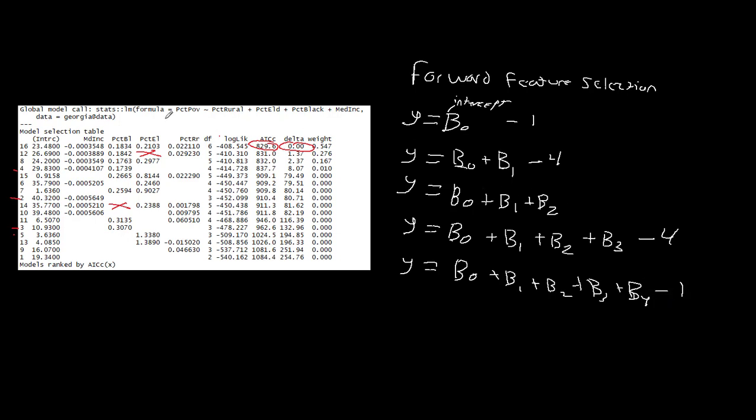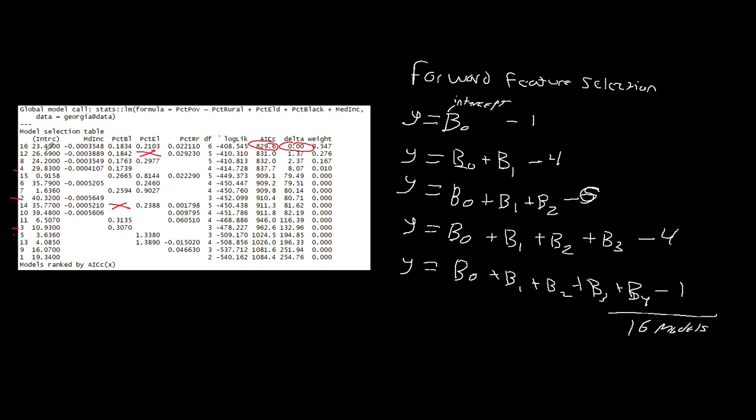So what about every combination of two? Well, there's median income and percent African American, median income and percent elderly, median income and percent rural, percent African American and percent elderly, percent African American and percent rural, and then percent elderly and percent rural. So there's six possible combinations there. And if we add all these up, we get 16 potential models.